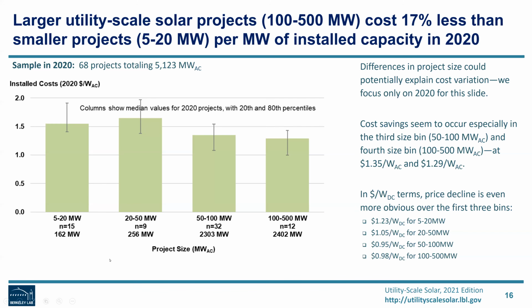We can see that even within the utility scale sector, there appear to be economies of scale. Projects that range between 50 and 100 megawatts are nearly 30 cents cheaper than projects ranging between 20 and 50 megawatts. This trend is even a little bit more obvious when we look at costs in DC terms, as prices decline from $1.23 to 95 cents a watt among the larger size categories. I'll now hand it back to Mark, who will discuss how these projects actually perform.